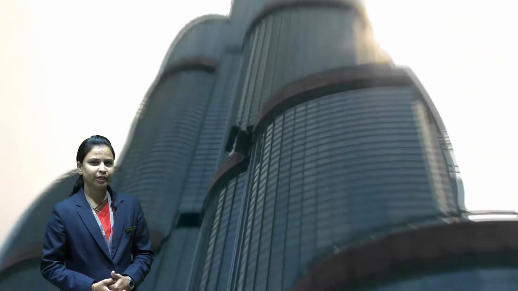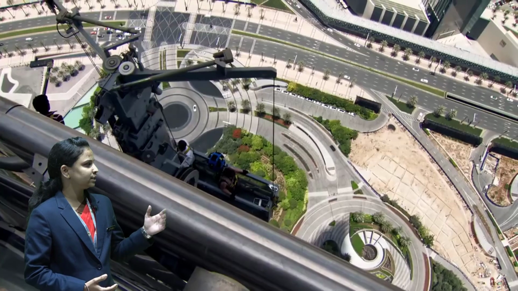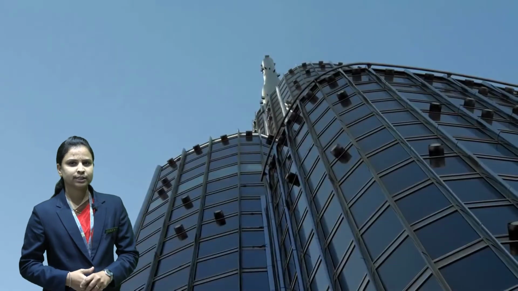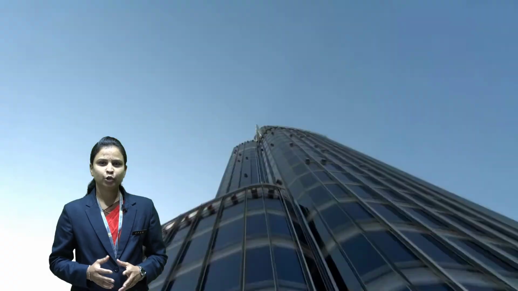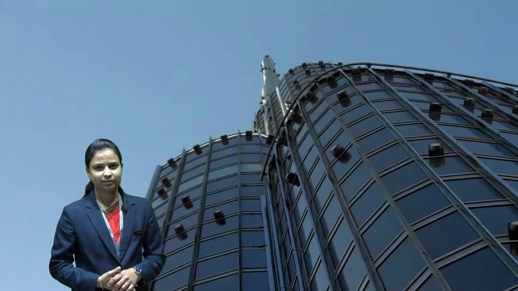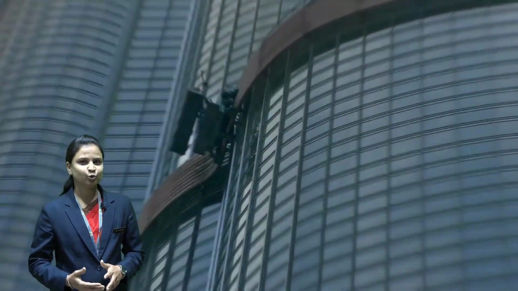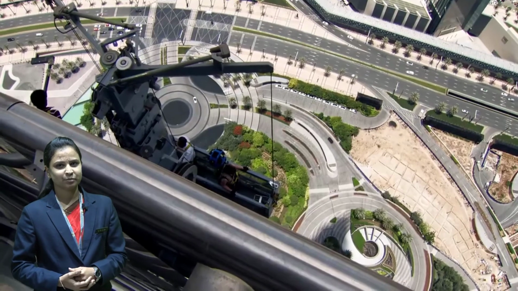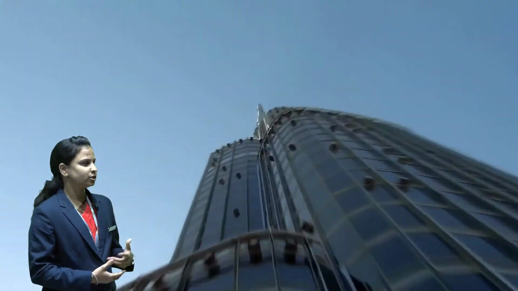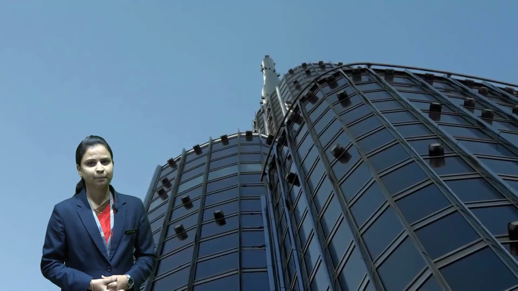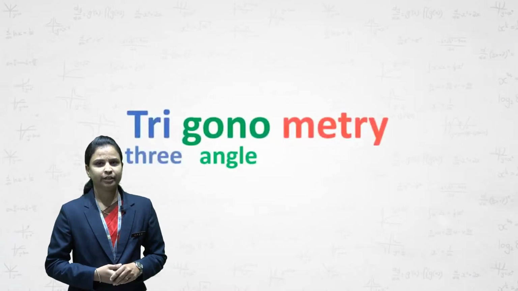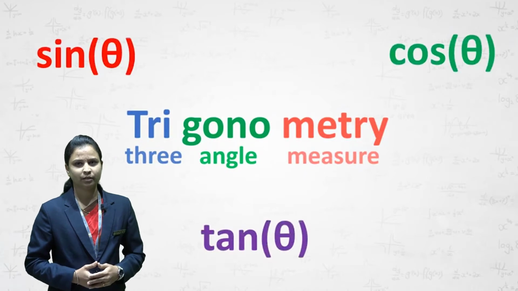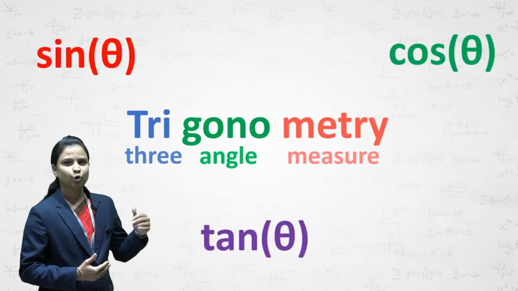And if you want to measure the height of this building, one option is there. You go on top of the building, drop one long tape and measure its height. But you know this is practically impossible. So how do you measure the height of this building? You can apply the concept of trigonometry to measure the height of the building without going to the top of the building.